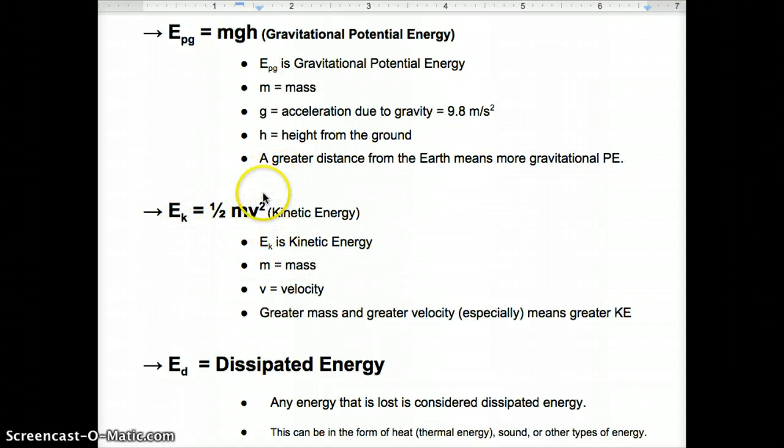This is also just a heads up that this is where you want to look at square roots and what it means in terms of a relationship. Kinetic energy increases much more quickly as velocity goes up, as opposed to when mass goes up, because of that power of 2. Dissipated energy is energy lost from the system.